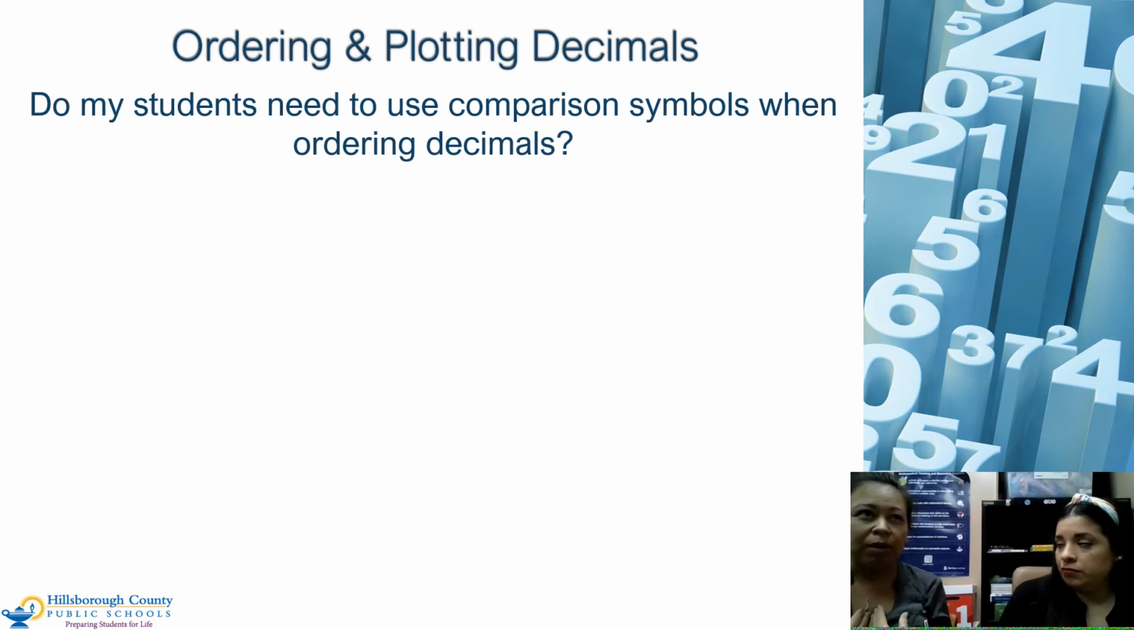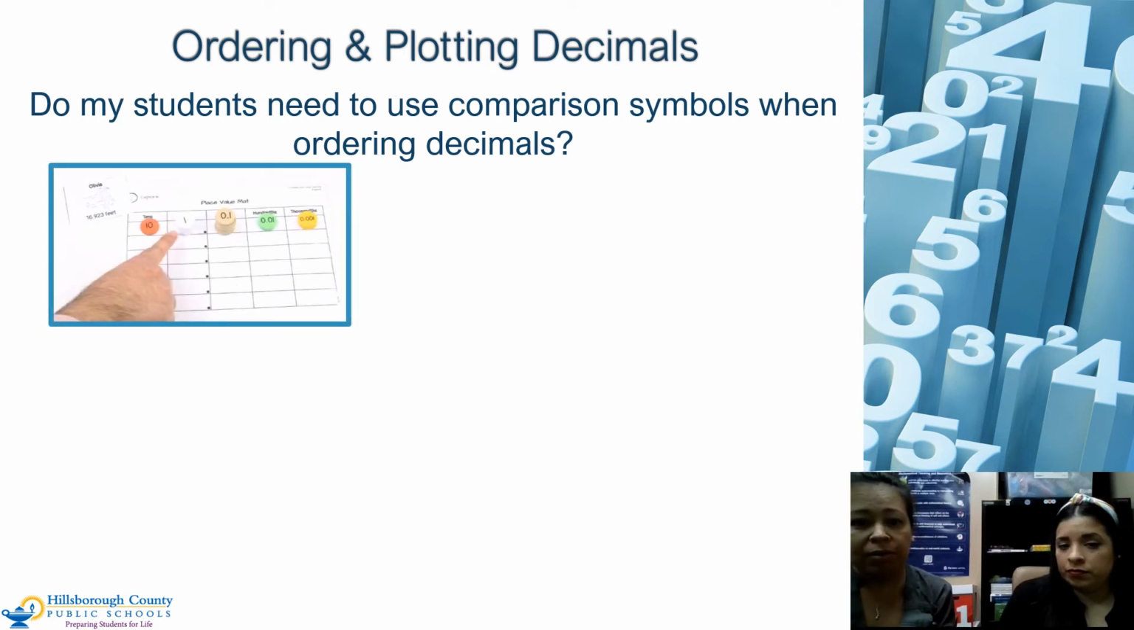I think when we think about ordering, I just think of placing the numbers in ascending or descending order with a comma in between. But that's part of it, and another part is implementing the comparison symbols as well. So let's look at an example.